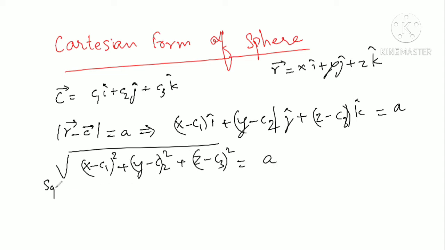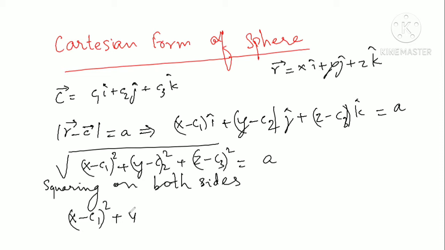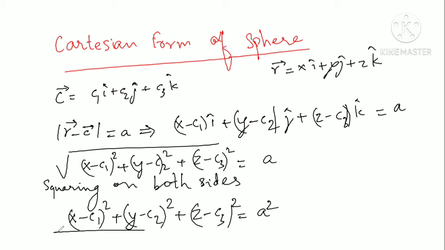Now if we square on both sides, the square root will be removed. So we will get (x minus C1) square plus (y minus C2) square plus (z minus C3) square is equal to a square. So this is the equation of the sphere.